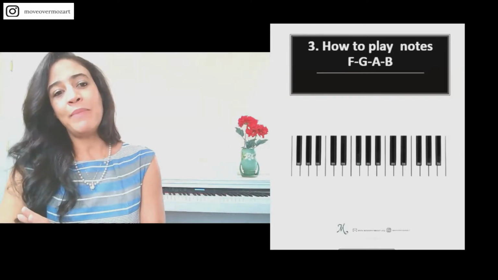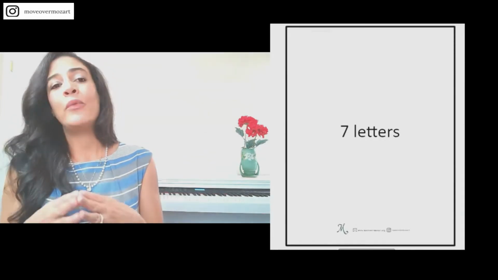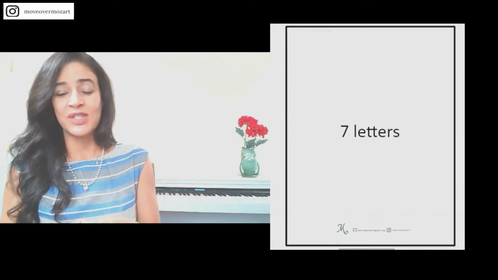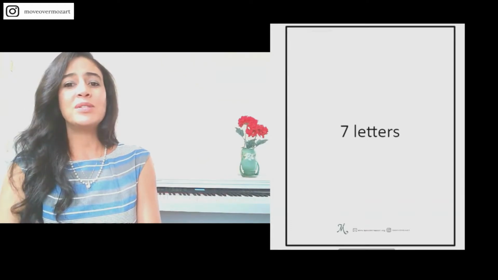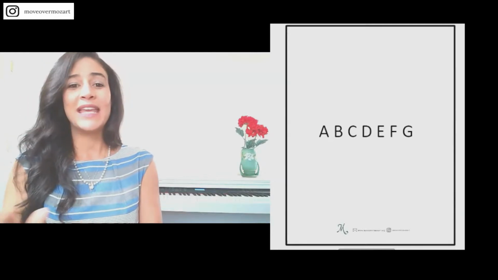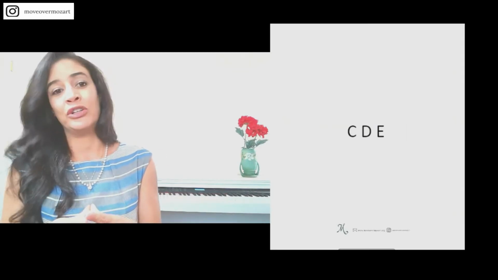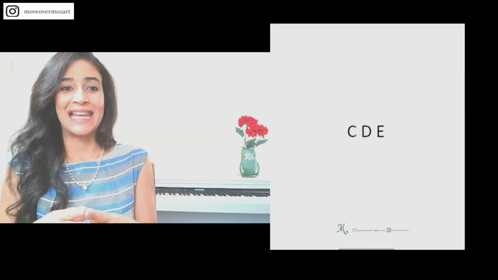Now, if you remember back to one of our previous lessons, we had looked at the music alphabet, and we learned that there were 7 letters in the music alphabet. And those letters were A, B, C, D, E, F, and G. And in the lesson after that, we explored and learned the notes C, D, and E.